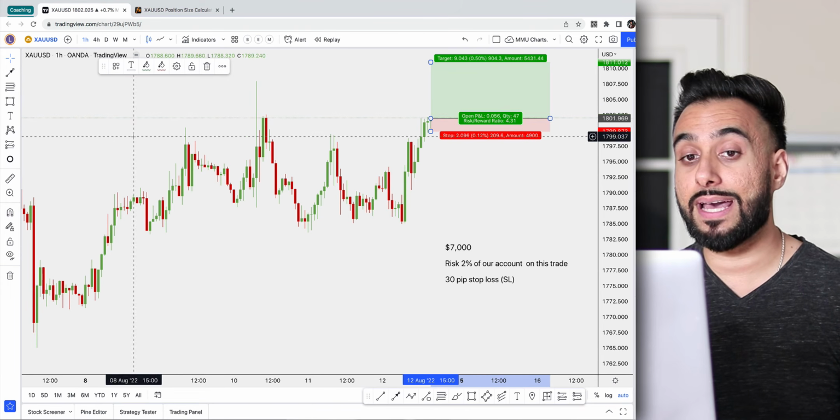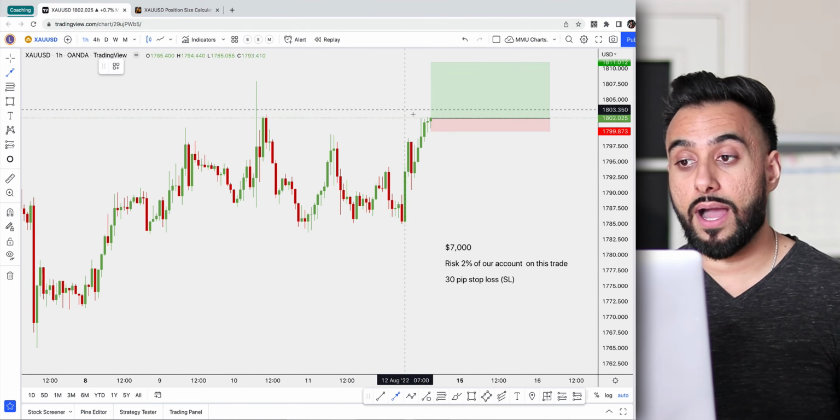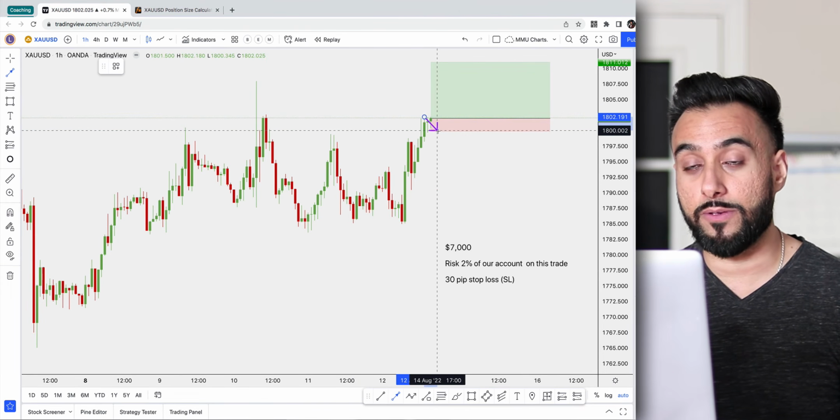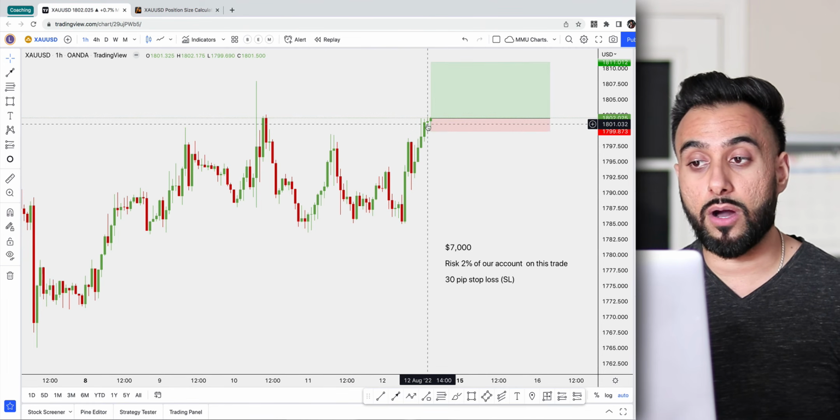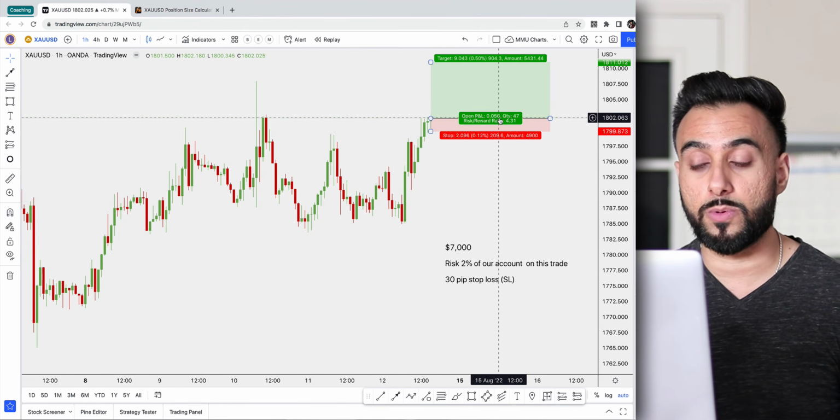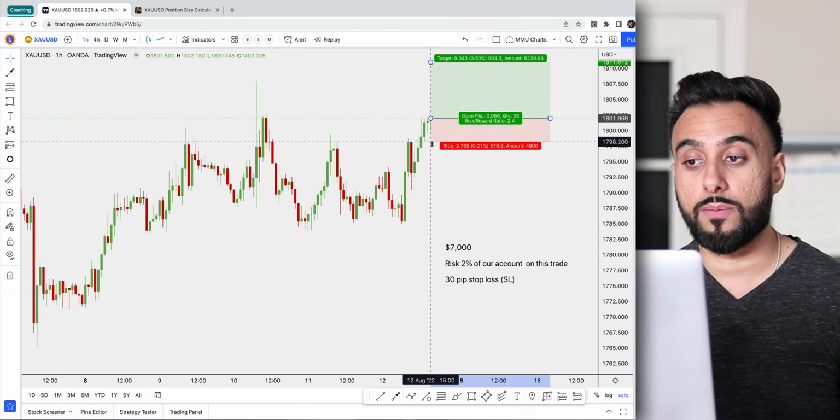But the downside to that is you have a lot higher chance of getting stopped out. So be very, very, very careful. It's not all about getting the best risk to reward. It's about managing your risk properly.